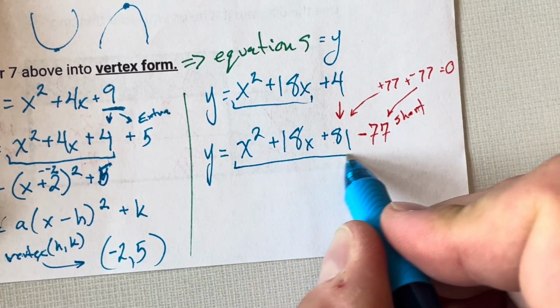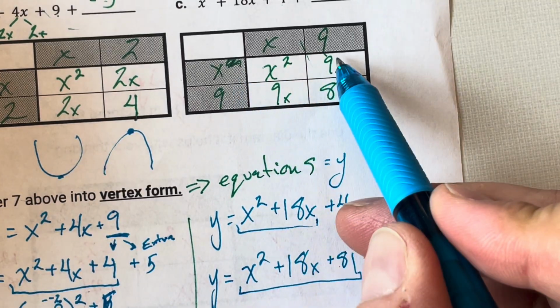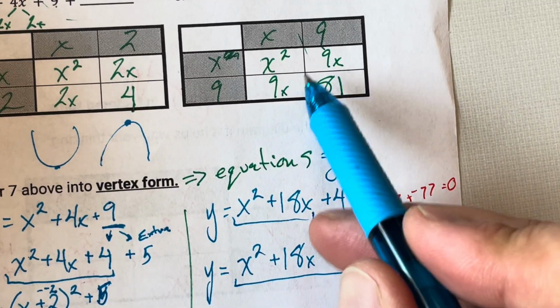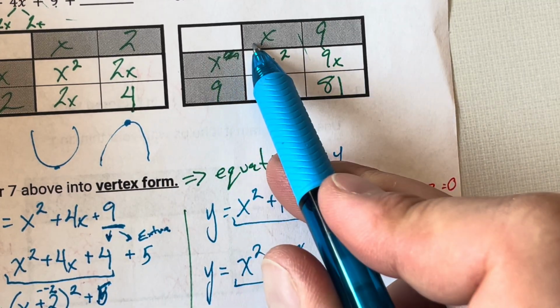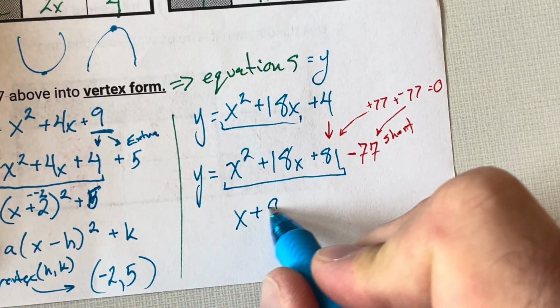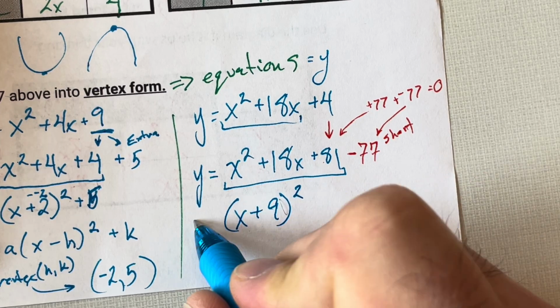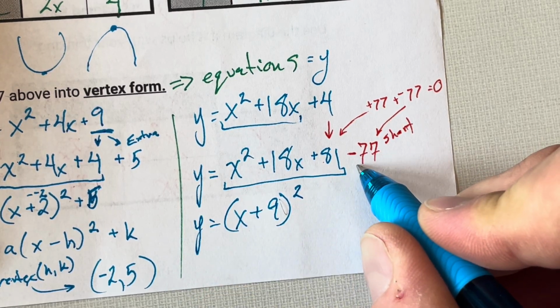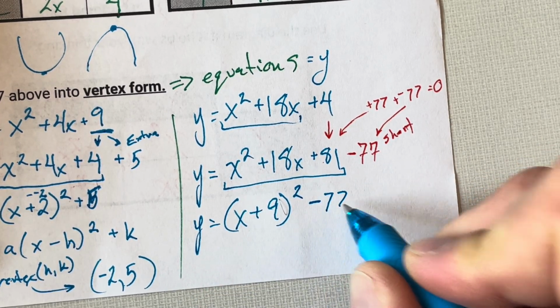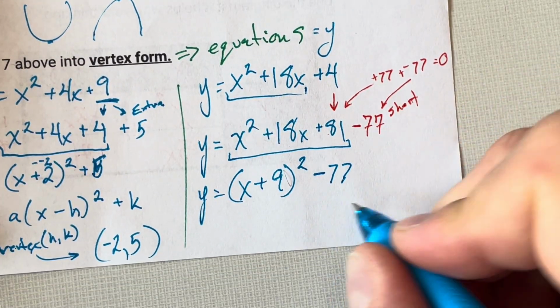Okay, so now how do we rewrite this? Remember that this now is a perfect square. X squared plus 18x plus 81 is a perfect square. I can rewrite it as x plus 9 times x plus 9, x plus 9 squared, and that minus 77 will be right down here, minus 77. Now this is what it's written like in vertex form.